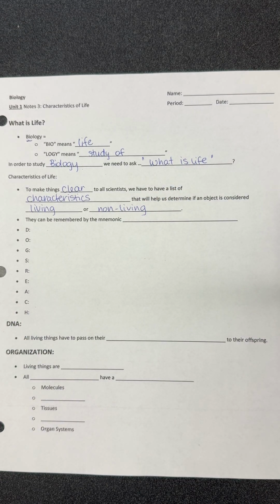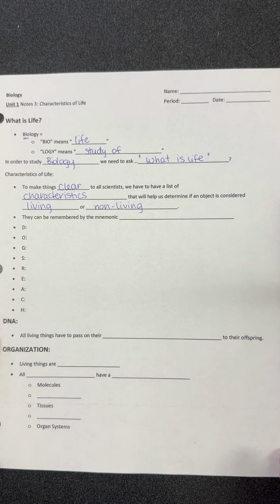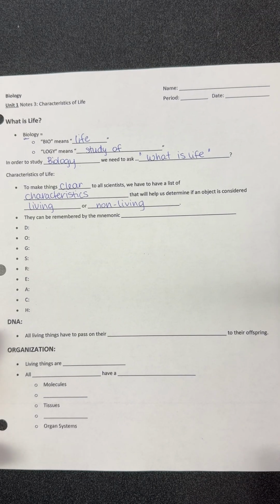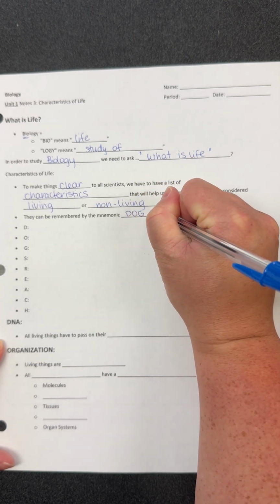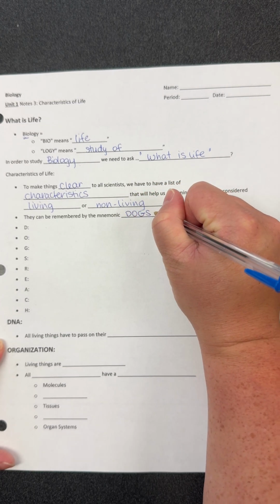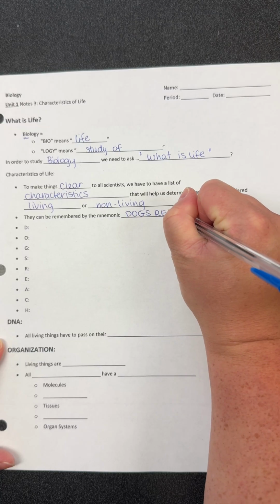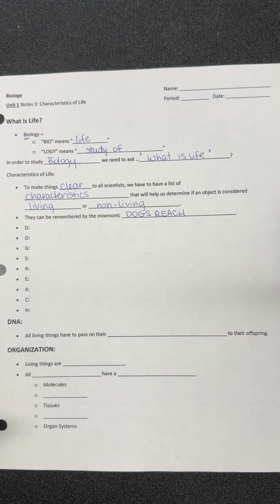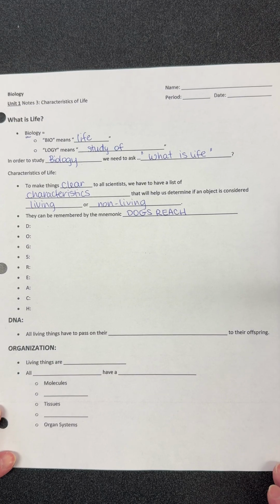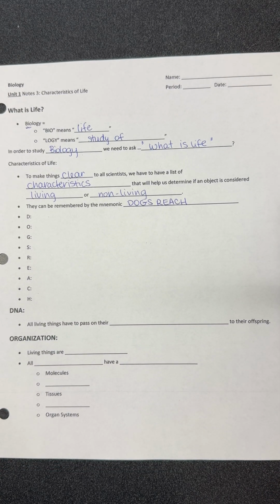And we have this little mnemonic that we use in this class. It's a nice way to help you remember the characteristics of life, and we use DOGS REACH. I know that sounds kind of funny because dogs can't really reach for things, sort of. Well, they can, but they can't. But if you can remember DOGS REACH, maybe some of these characteristics will pop into your head, and you'll be familiar enough with them that you'll get them right come test time next week.